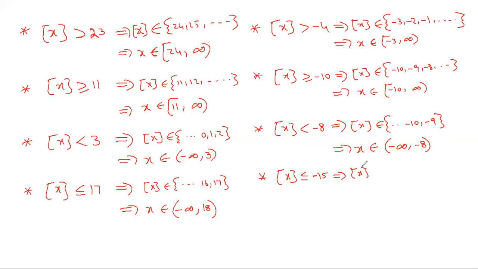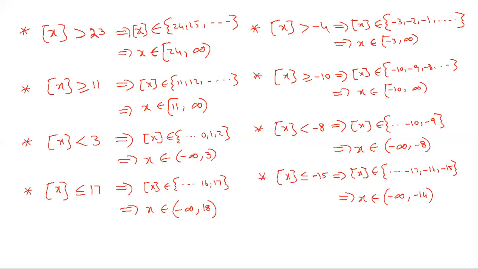Next, integral part of x is less than or equal to -15. So integral part of x belongs to, and so on, until -15. And then x belongs to minus infinity to open interval -14, sorry. Next number. Next number is in increasing order. For negative numbers, as the number increases, the magnitude decreases, right? Yes.